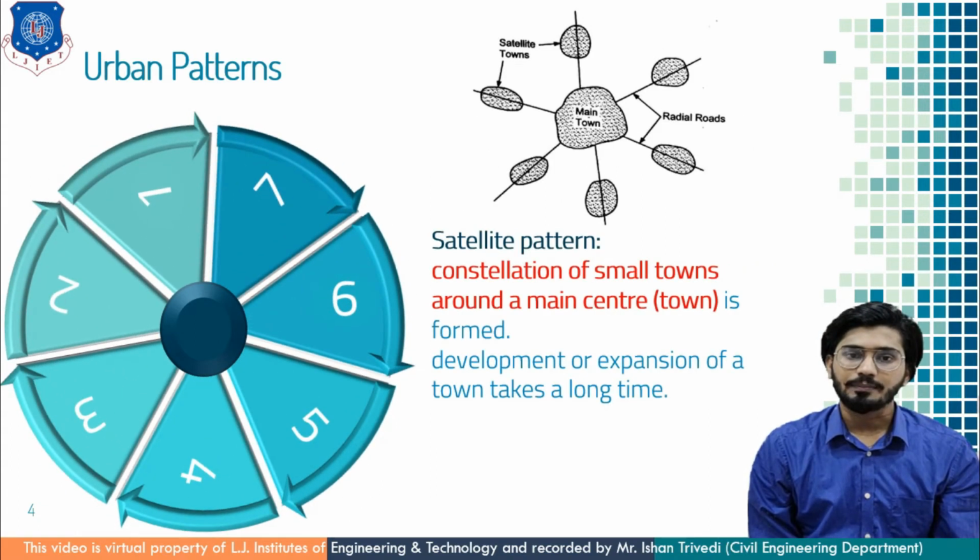Next is the satellite pattern. These things were also discussed in satellite growth. There is a main town, and along the radial roads there are certain nuclei or nodes where a sub-town has developed. Here I am not going to talk about those characteristics; I am talking about the development of this urban pattern. The small towns are developed focusing on the main town center. This type of development or expansion may take a longer period of time.